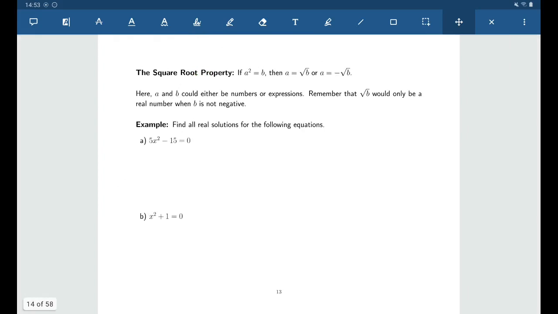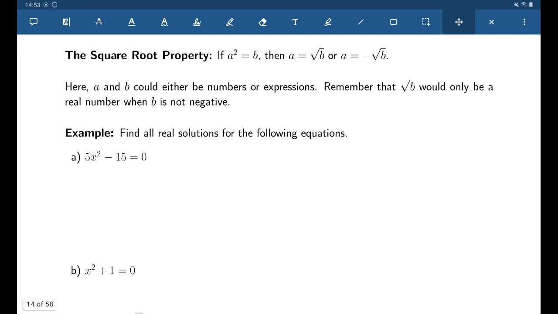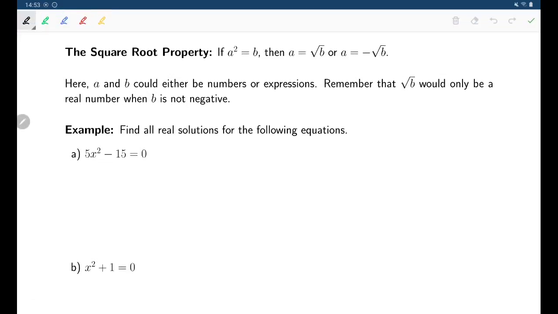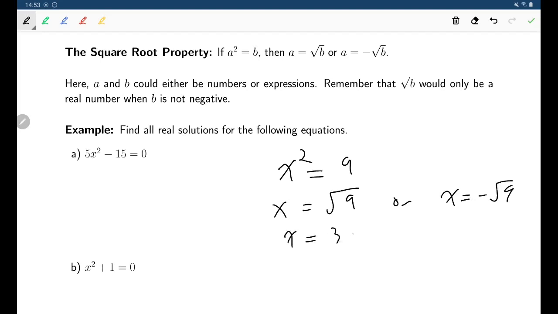Now, one property that comes to help us out in a bunch of places is this square root property. If you know that something squared is equal to a number, then there are two possibilities. Either that value of a is the positive square root of b, or it's the negative square root of b. So, for example, if you know that x squared is 9, then either x is the positive square root of 9, or x is the negative square root of 9. So you get two solutions, 3 or negative 3.